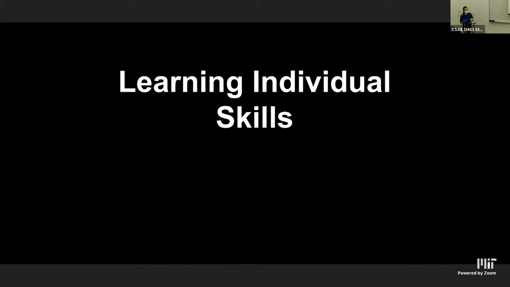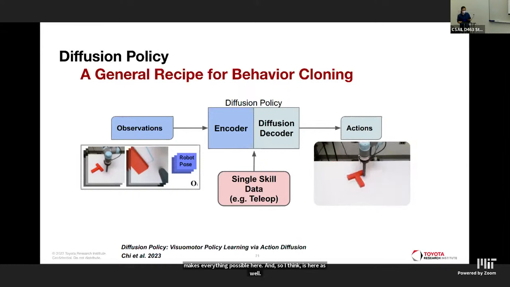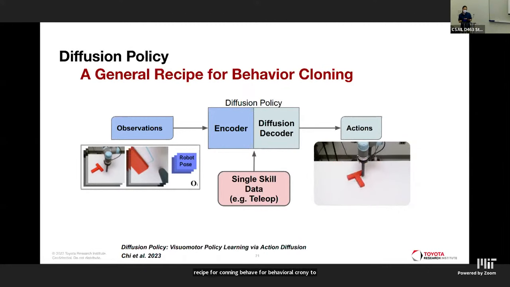Cool. So now I'm going to go a little bit deeper into the policy learning side of it, a component that makes everything possible here. I think Yuan is here as well. A lot of our work from last year was centered around using diffusion policies. It has been a very good general recipe for behavior cloning to generate skills for us. The rough idea is we take the image diffusion example, but instead of generating images, we're generating robot actions.